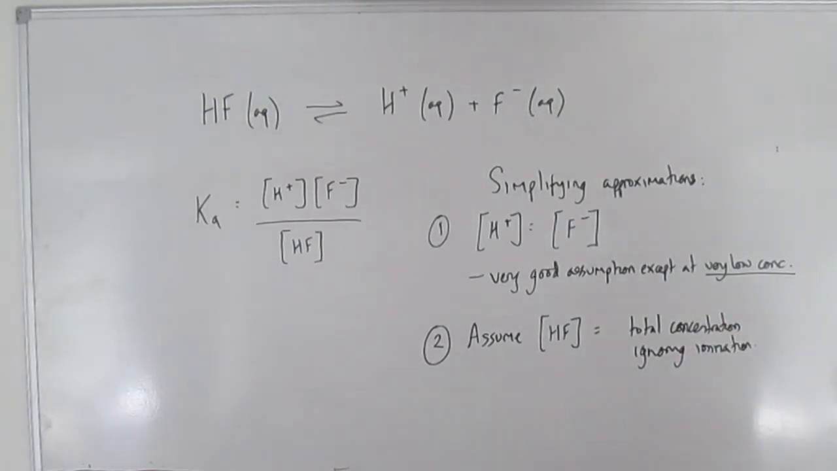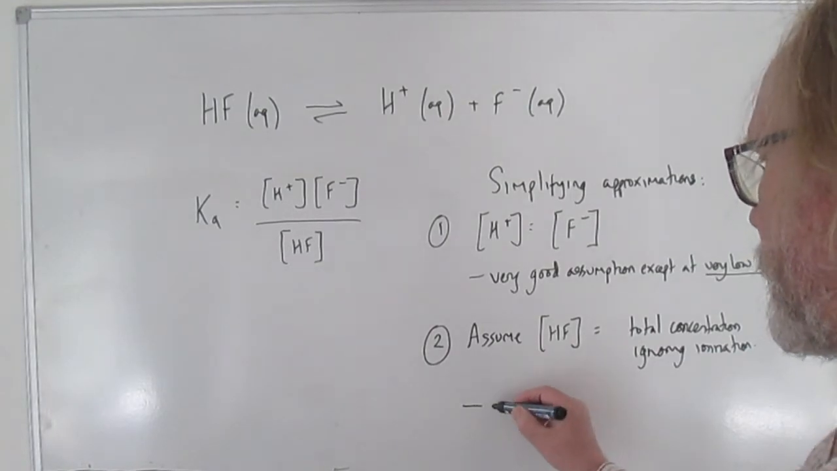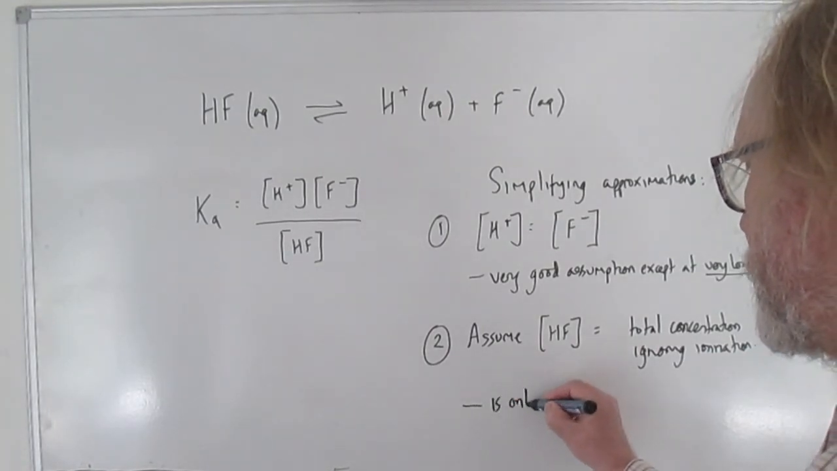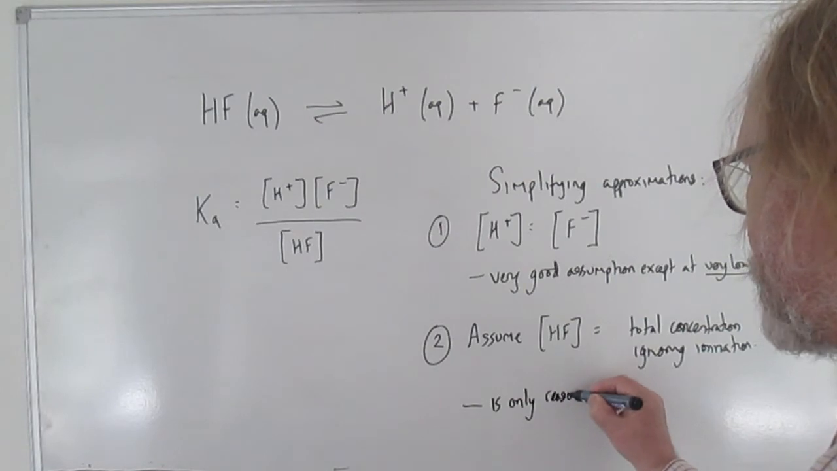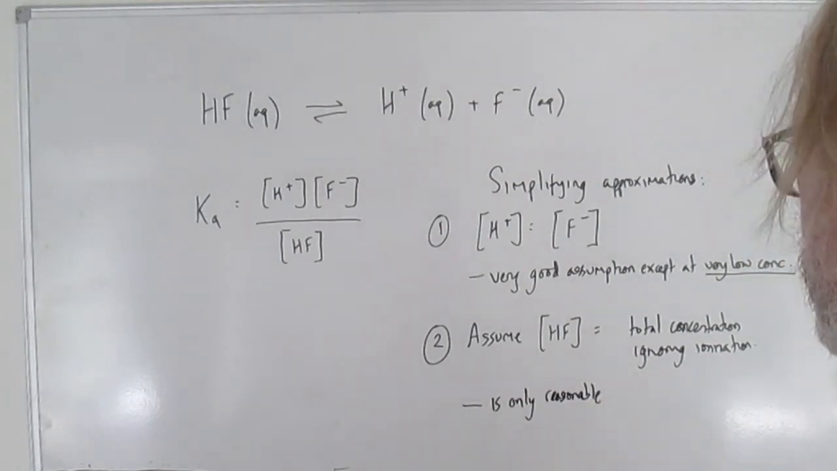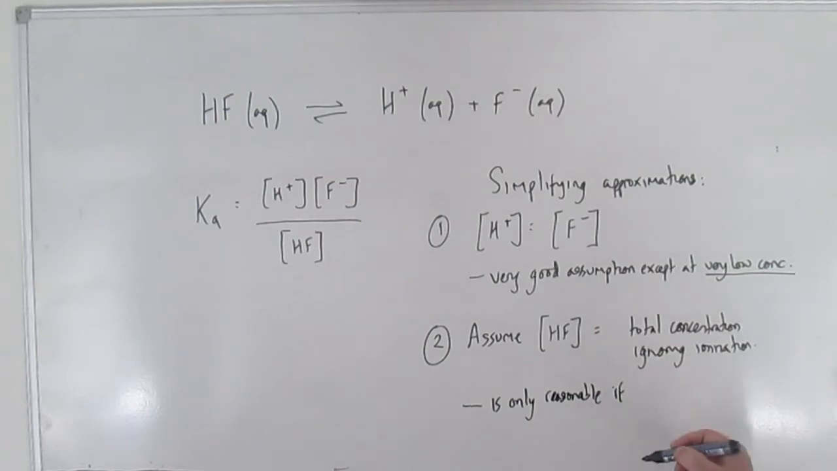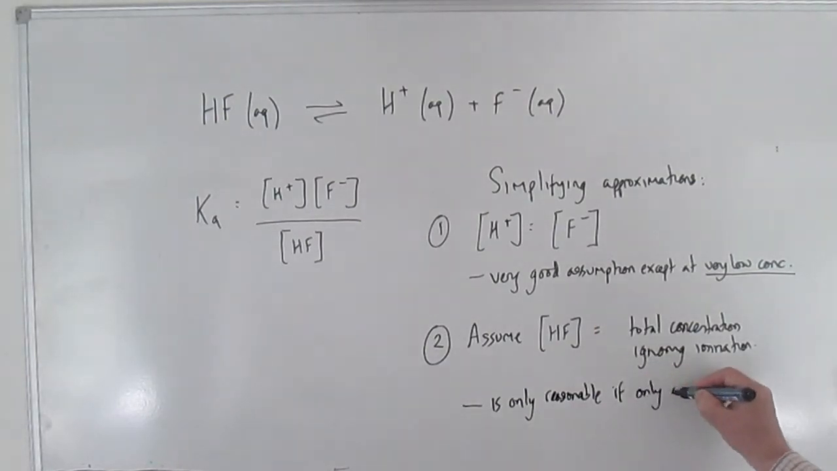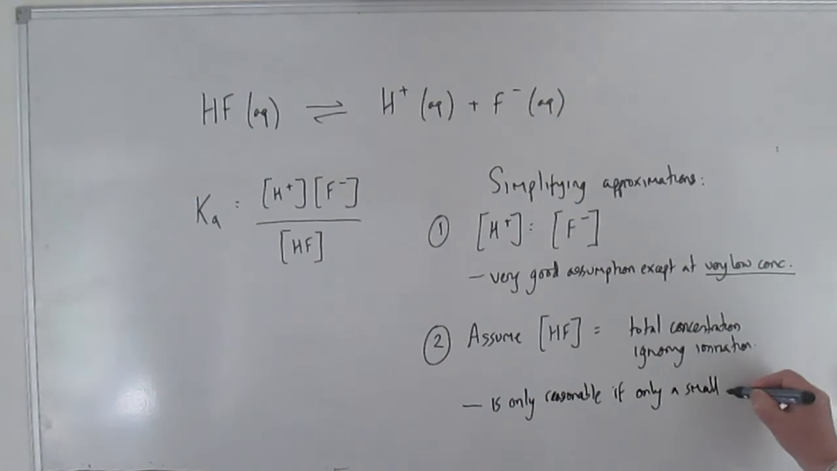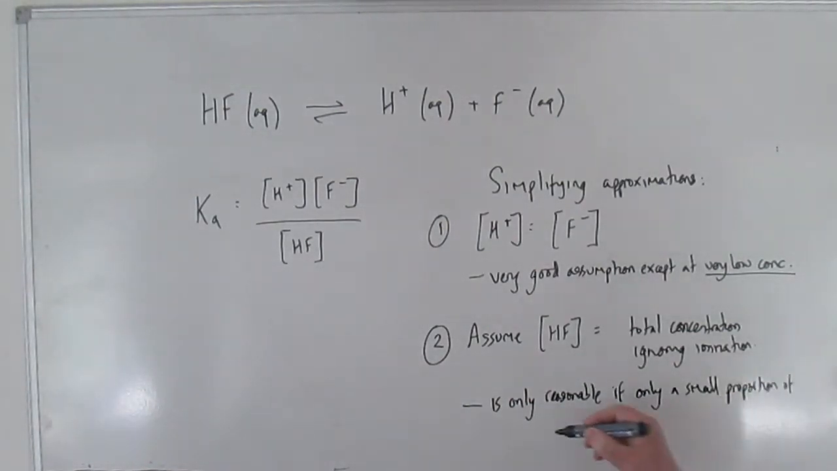And most of the weak acids that we'll deal with are actually less ionized than that, so it gets an even better approximation. So that's the assumption we're going to make, and we just need to be aware that this is only reasonable if only a small proportion of the acid is ionized.